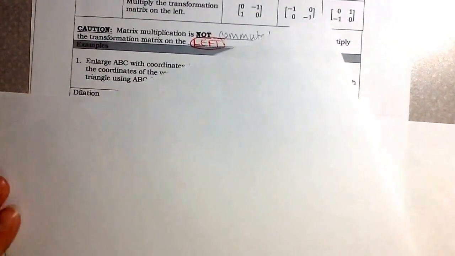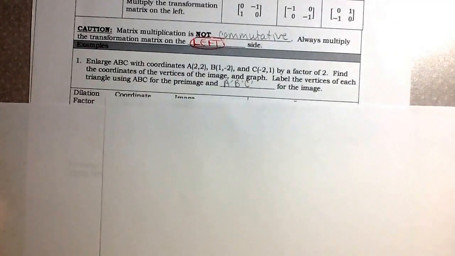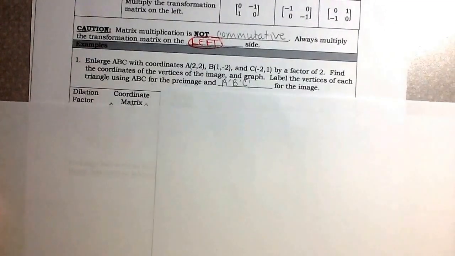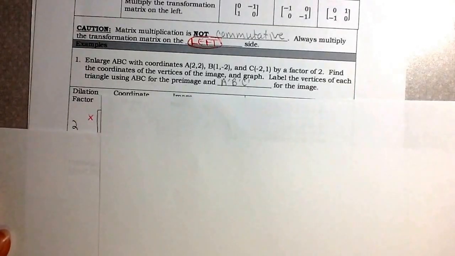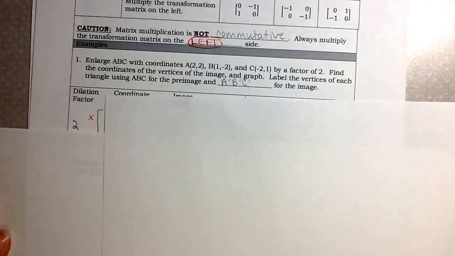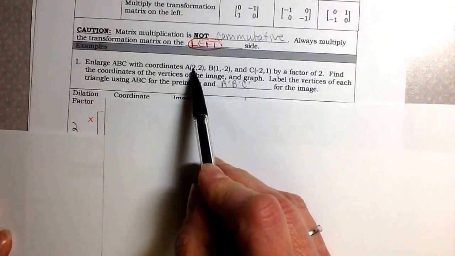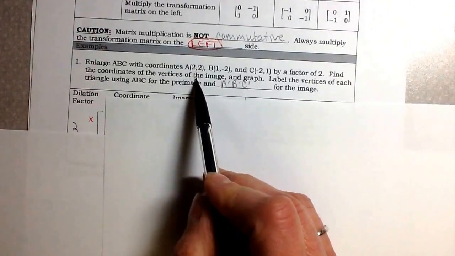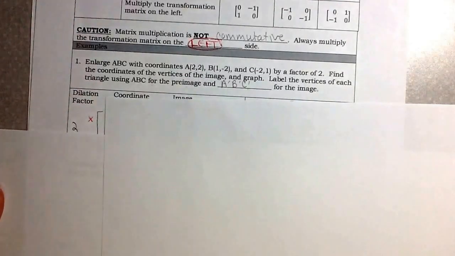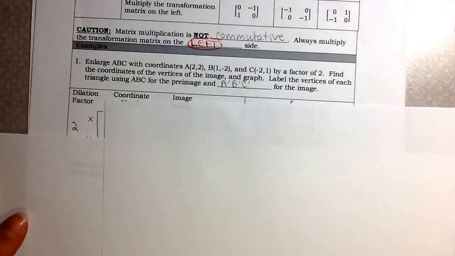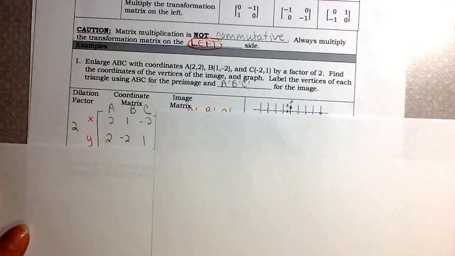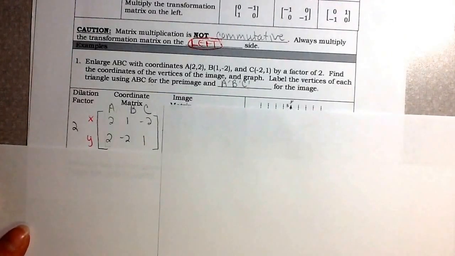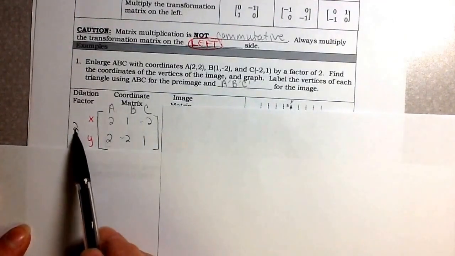All right, so let's start out. I typed it out here for you, so there are three different things we need to consider. We have the dilation factor, which is 2. Now we need to set up what's called a coordinate matrix, and all we're going to do is take these points and write the x and y vertically this time, because that's how you need to set it up for your coordinate matrix. So A has coordinate 2, 2, B has a coordinate of 1, -2, and C has a coordinate of -2, 1.